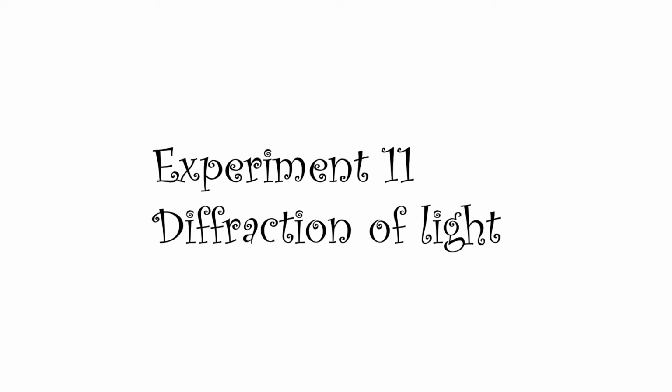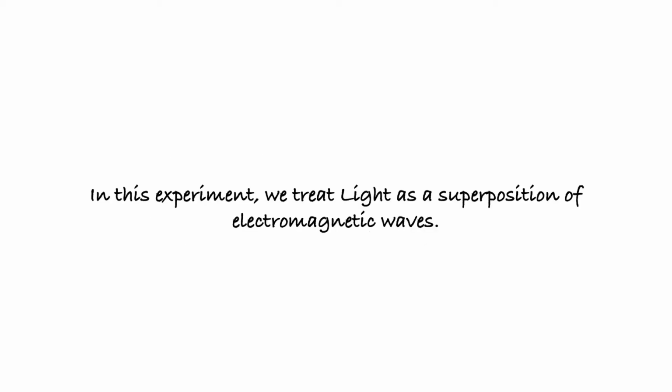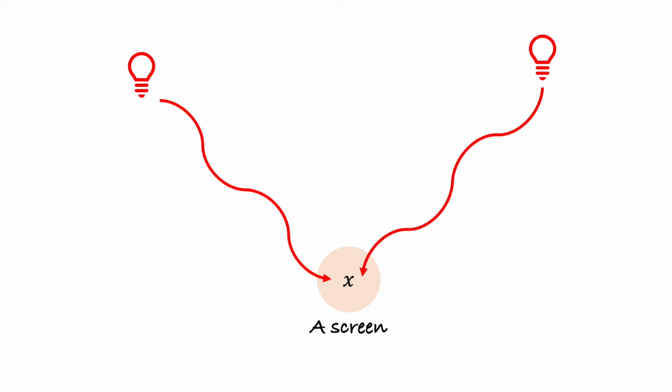In this video, you will learn how the superposition principle of waves can be used to measure the wavelength of light. Let's assume that there are two light sources and a screen. We place a screen at a location X. These light sources emit light in all directions, therefore, light from both sources can reach the location X.